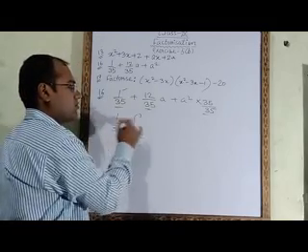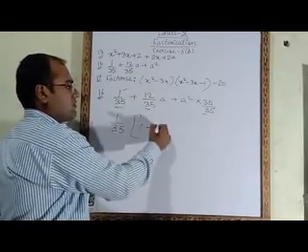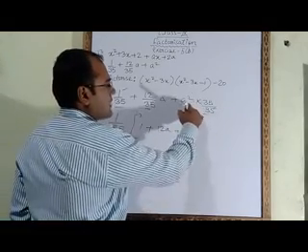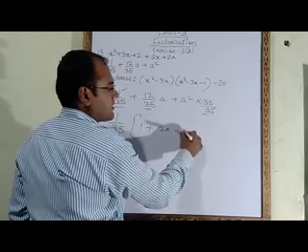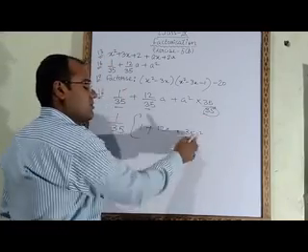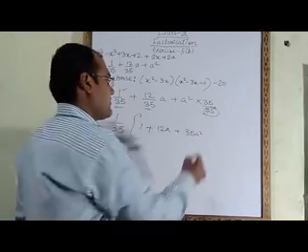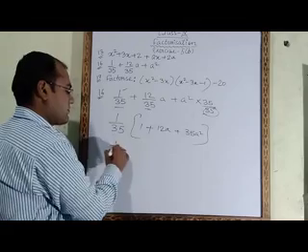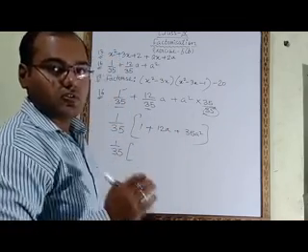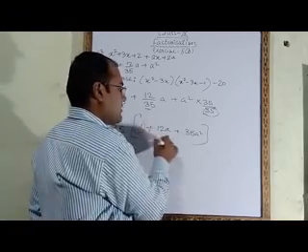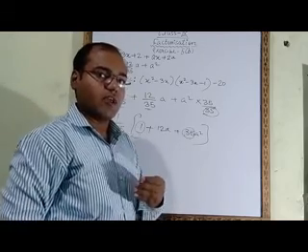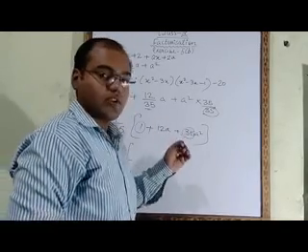1 upon 35 we have taken common, 1. 12 is remaining, a is remaining, upon 35 we have taken common, plus a square is remaining, 35a square is remaining. This 35 we have taken common, so we will not write it in the denominator. Now this 1 upon 35 will be as it is. Now you have to factorize it. This is 1, this is 35. First and last number you have to multiply. So 1 into 35 will be 35. Now you have to find the factors of 35.